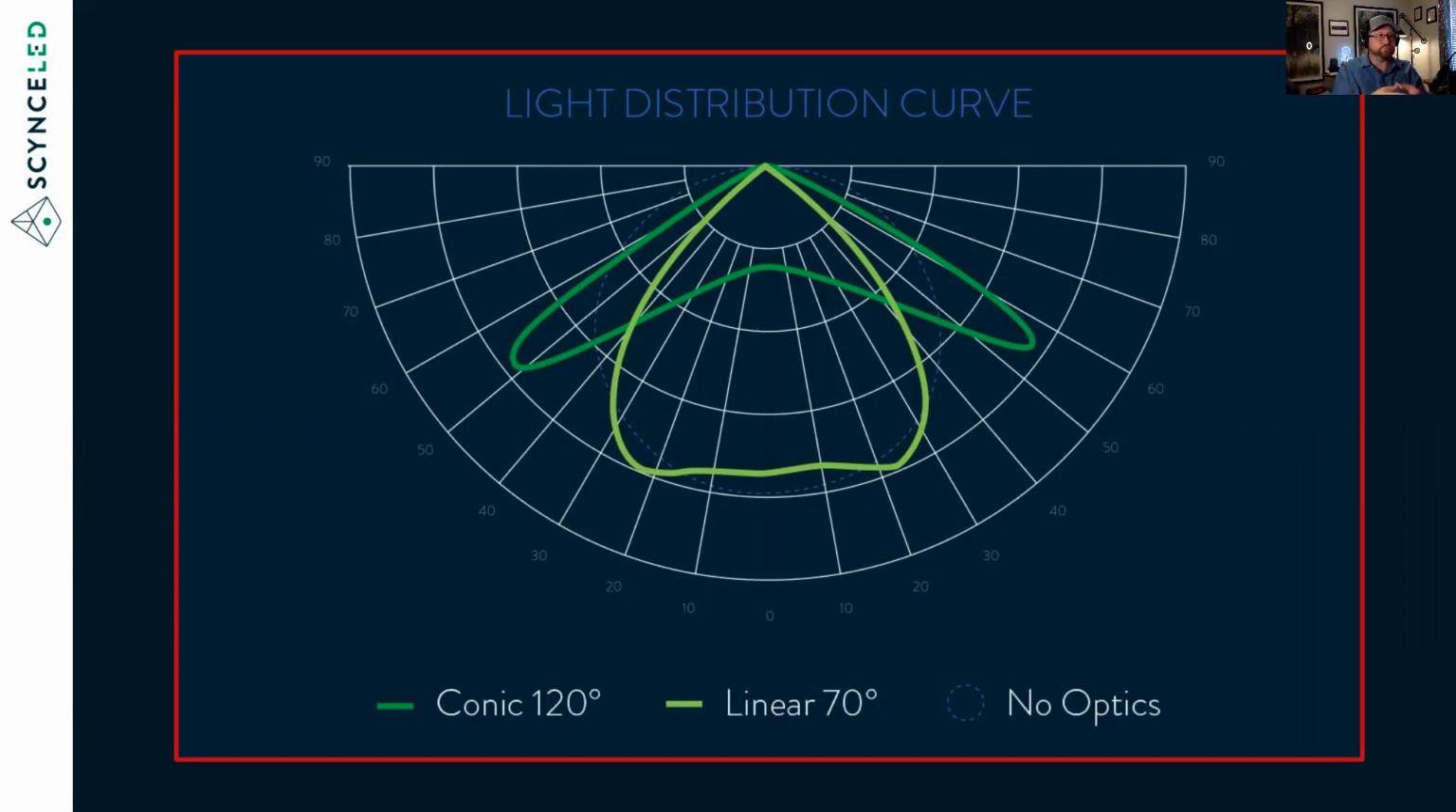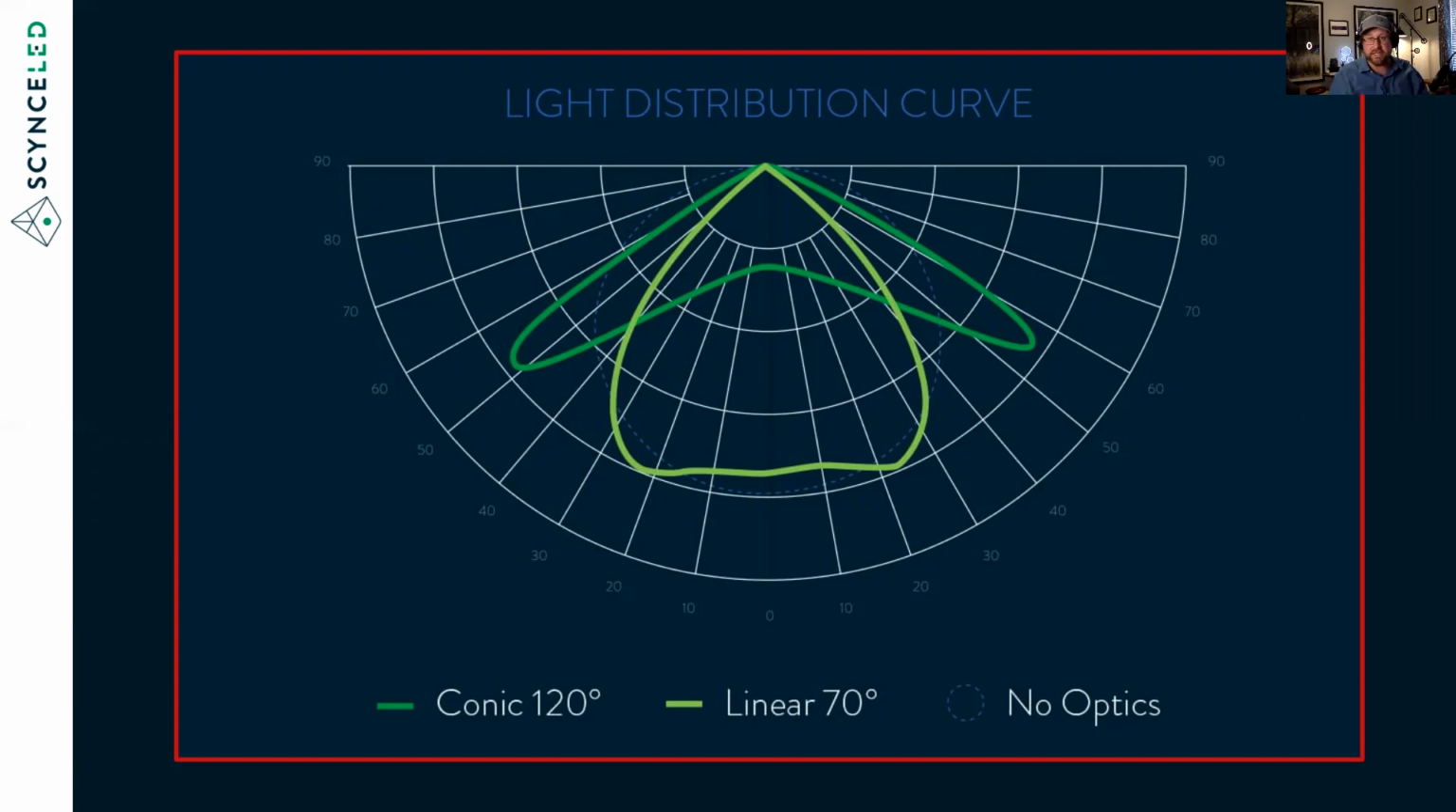What we've done with our optics is we have our 120-degree conic optic and our linear 70-degree optic. The 120 has some really cool patents around it, some really cool tricks that it can do. So these are Scynce distribution curves. There's a lot of other optics on the market, 120-degree optics, other optics. These curves only apply to the lenses on our lights. Not all optics are the same on all fixtures. So really important to keep that in mind when I'm talking about these throws.